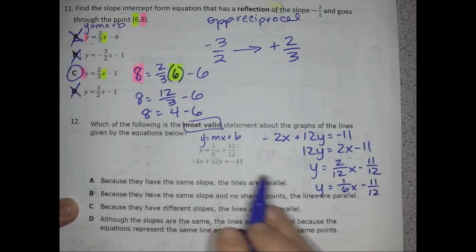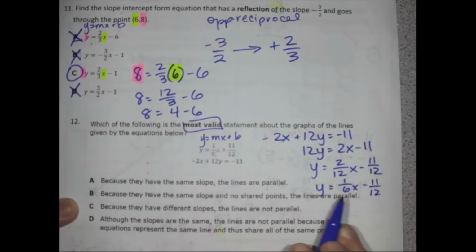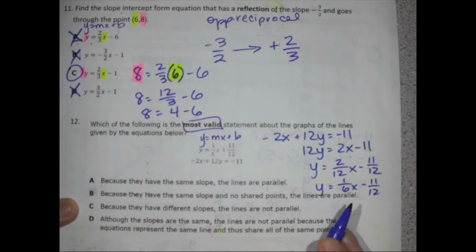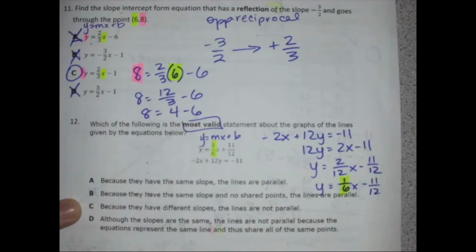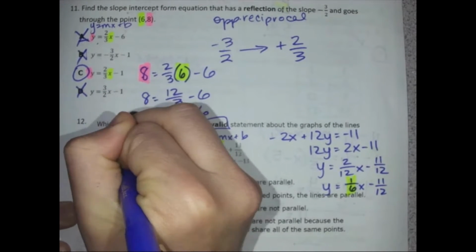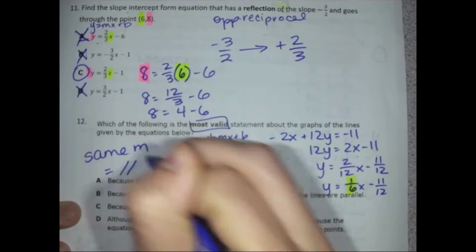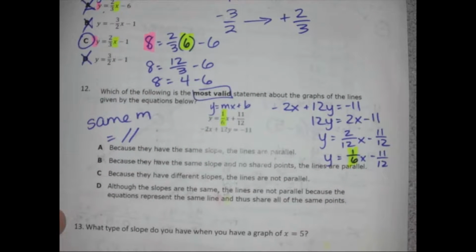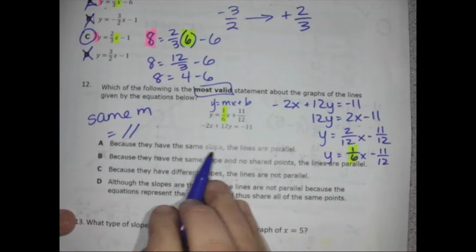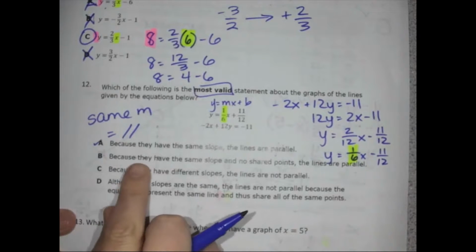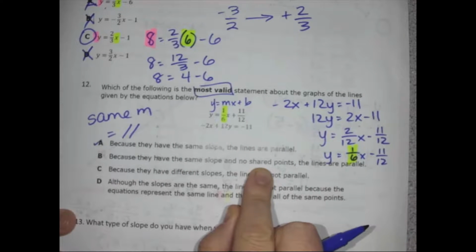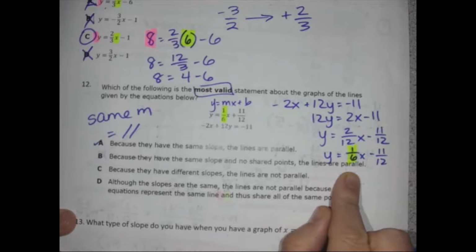I see that these have matching slopes. The slopes are the same. So if things have the same slope, same m, it means the lines are parallel. Because they have the same slope, the lines are parallel. That is a true statement. Because they have the same slope and no shared points, the lines are parallel.